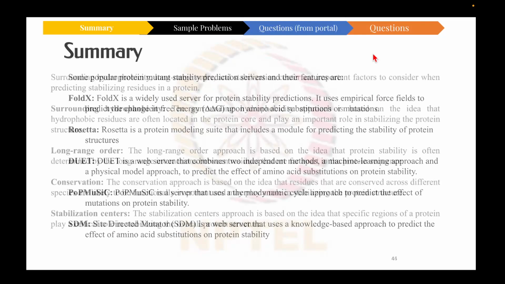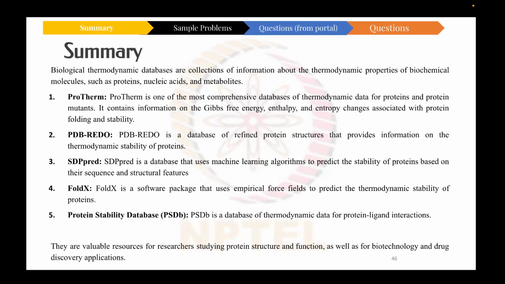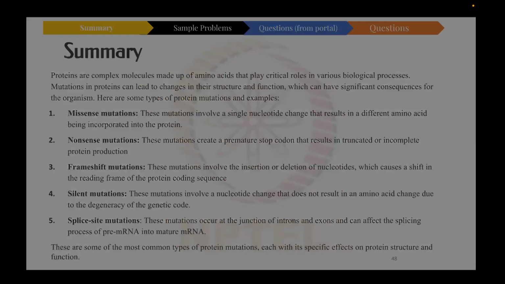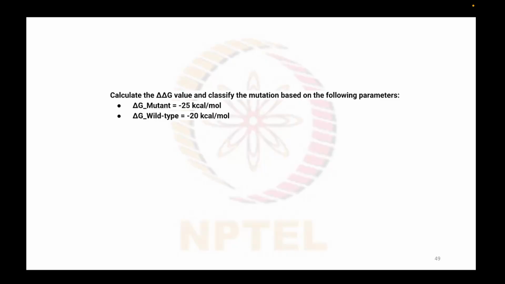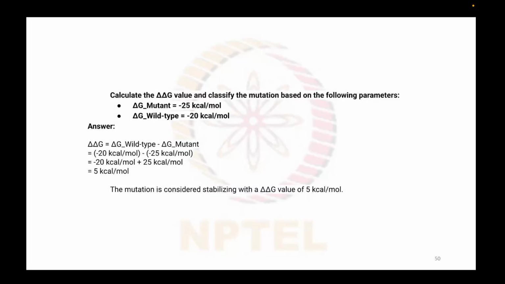So here I have some more information regarding the databases themselves. When someone asks you to calculate the value of delta delta G based on the given wild type and mutant, there are two types of formulas, that is wild minus mutant or mutant minus wild. It's based on the sign convention or the process convention that is used. In most of the studies, it is used as delta G wild minus mutant. But when it comes to thermodynamic studies, equal weightage has been given to delta G mutant minus delta G wild type. So it's always the sign convention that matters.